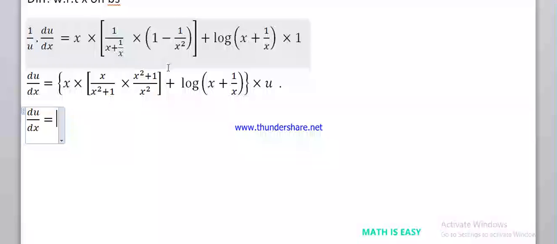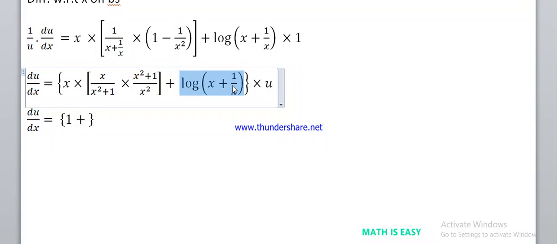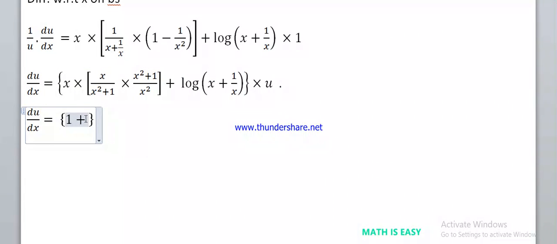Equals to, so this curly brackets I'll maintain as it is. Now see, any simplification here? Here this x is there, multiply with x. So x into x is x square. That x square will get cancelled with this x square. Both x square will get cancelled. And here you have x square plus 1, and here also x square plus 1. Both are getting cancelled. So finally you are left with 1, plus this log x plus 1 by x will remain as it is.